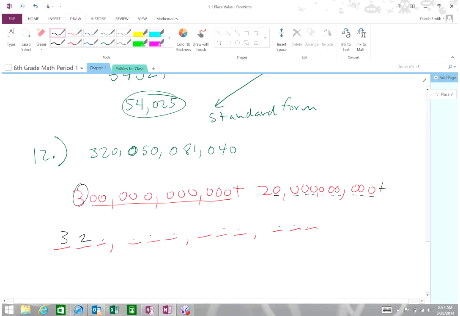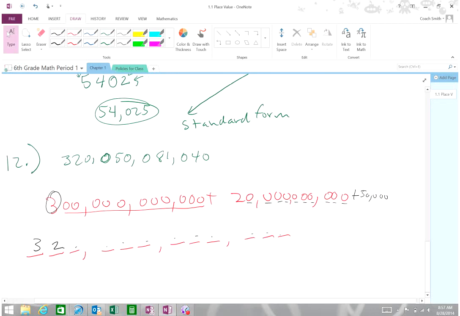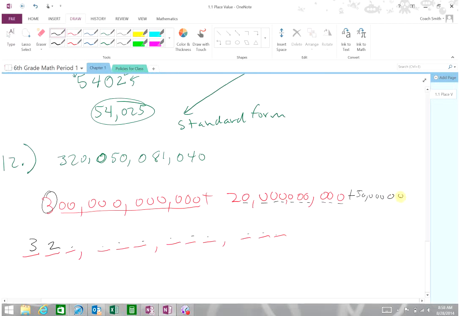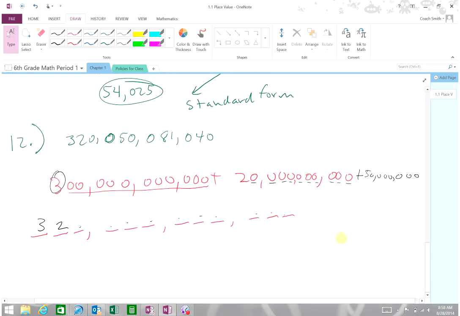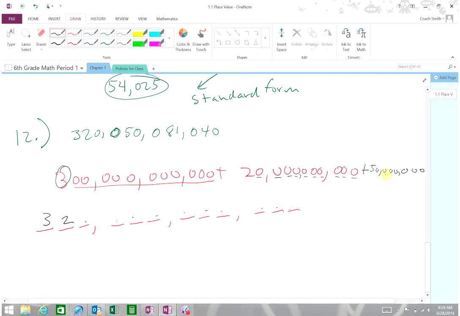50 million. So 50. I'm going to try to write it smaller here so I can get it on there. So the next one's 50 million. That means I have 1, 2, 3, 4, 5, 6, 7 zeros. That means the 5 has to go there. If the 5 goes there, then we have to fill in the other 2 spaces with zeros.